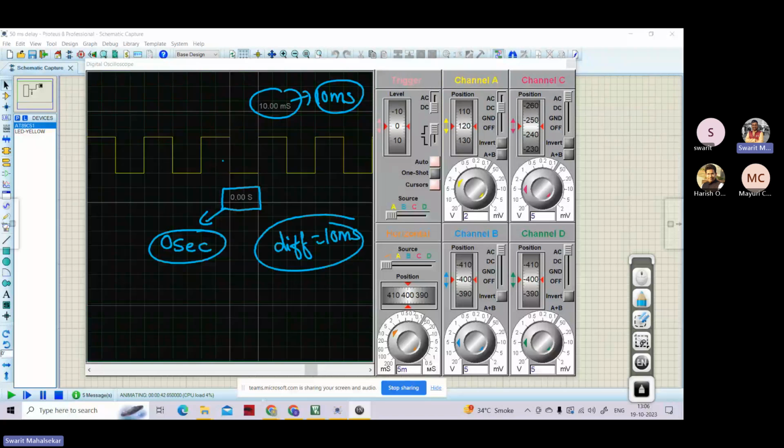So at 0 second, the signal was transitioning from 1 to 0, and at around 10 millisecond, the signal is transitioning from 0 to 1, right? So that means between each and every 0 to 1 pulse, we are getting a delay of 10 millisecond. I hope this part is clear.